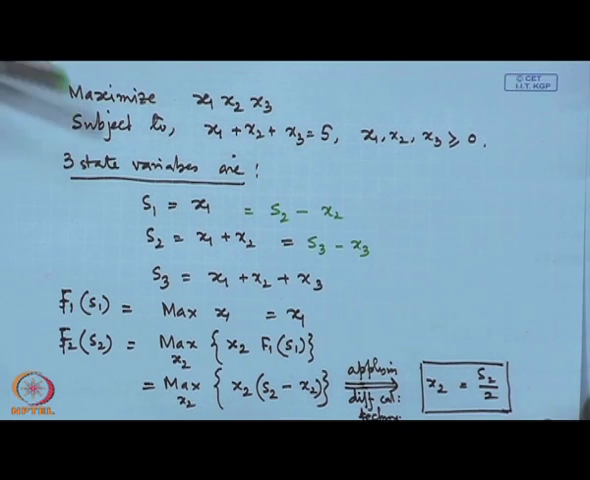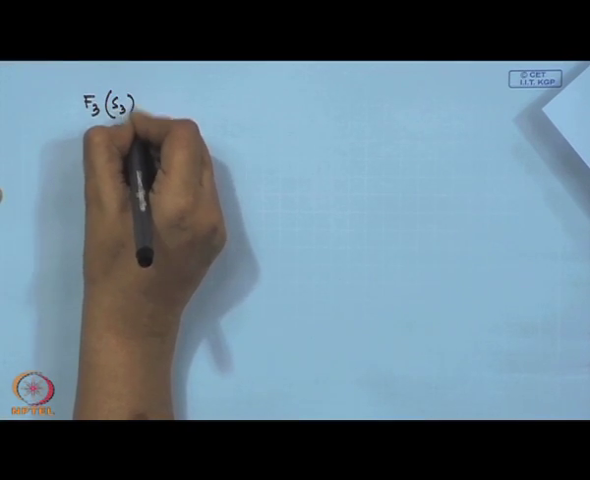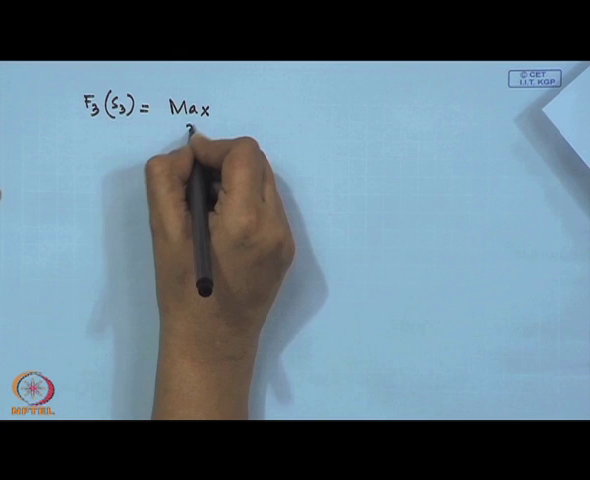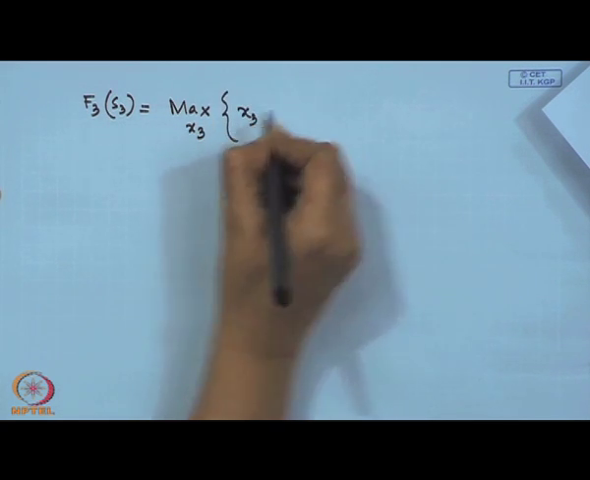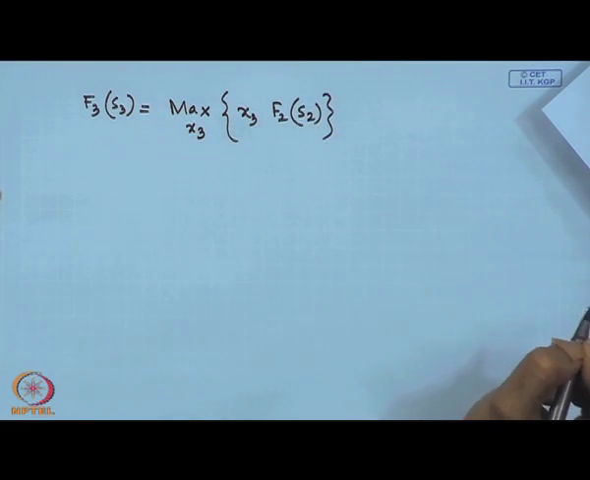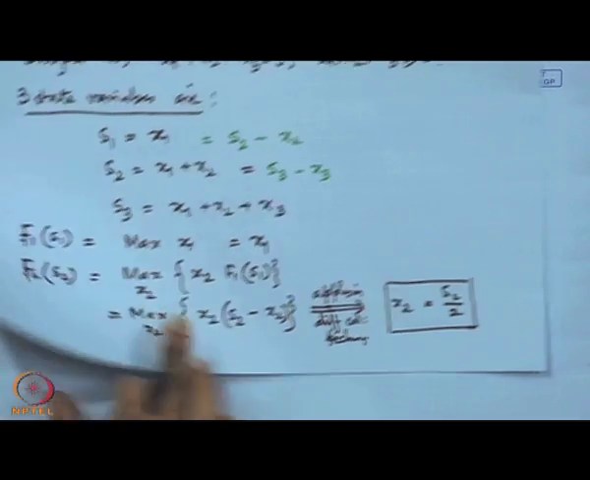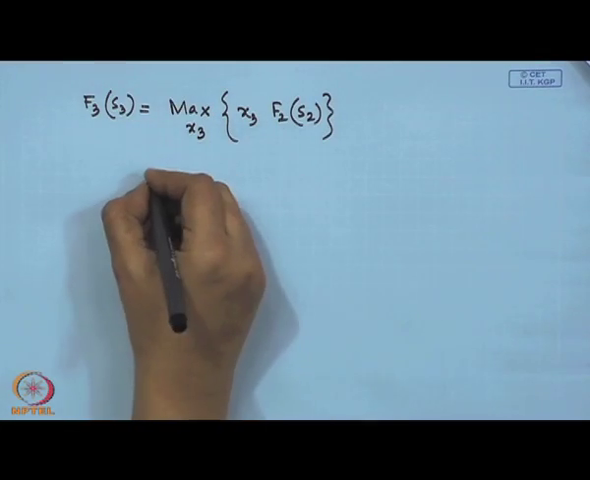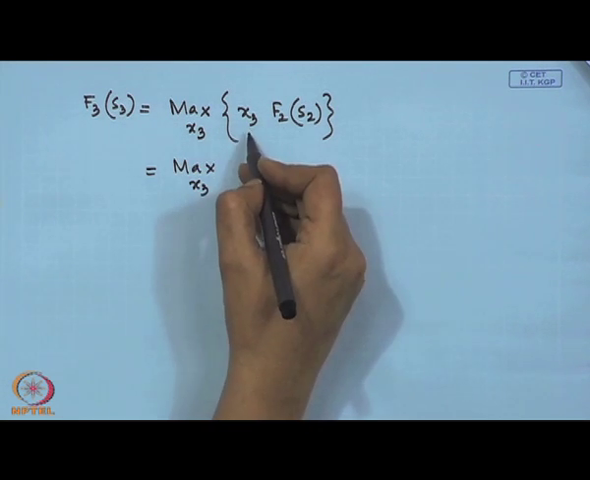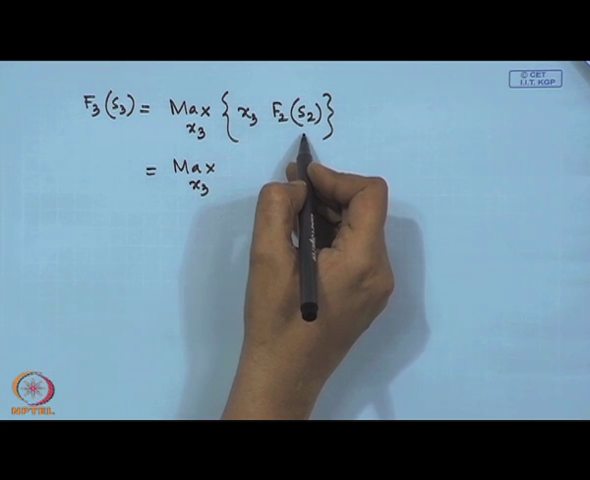Now we will move to the next stage, and as we know the principle of optimality says that if I move to the next stage, that is f3 s3, then the recursive process is maximization over x3 of x3 times f2 s2. And f2 s2 we just got, so here also we can write down the same, and we will convert this optimization problem into a single variable problem.